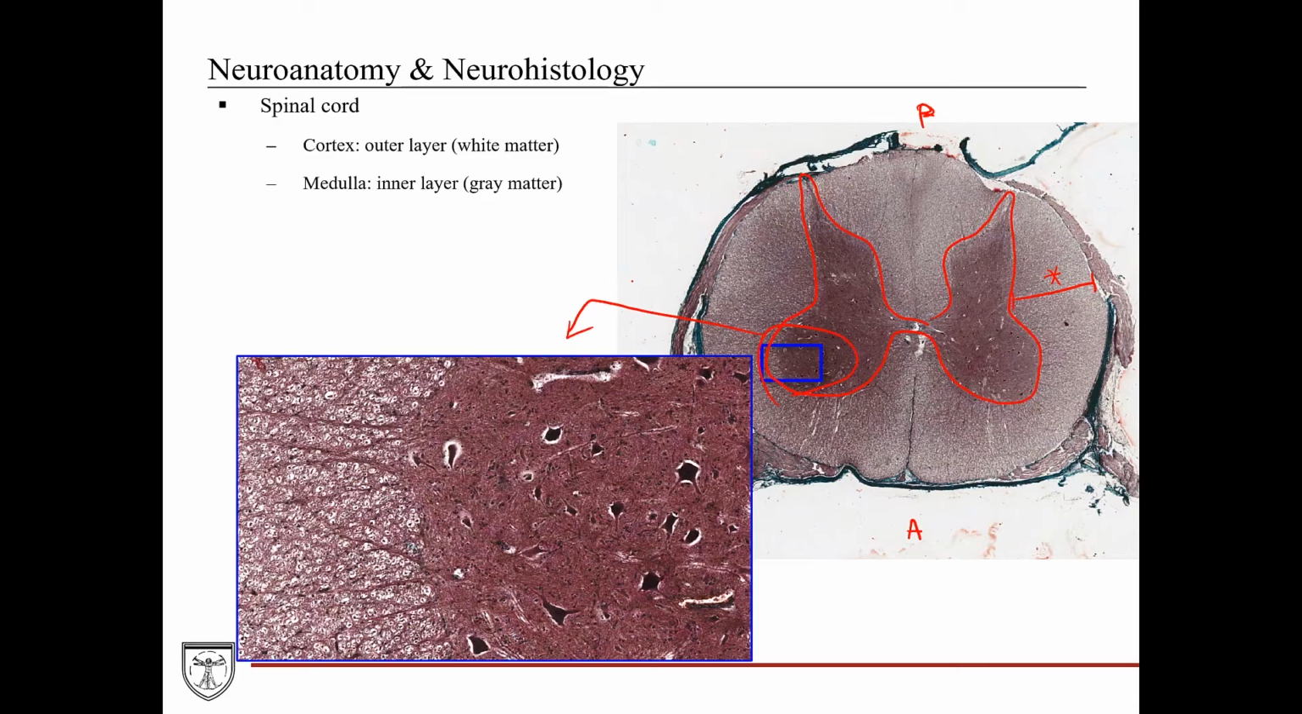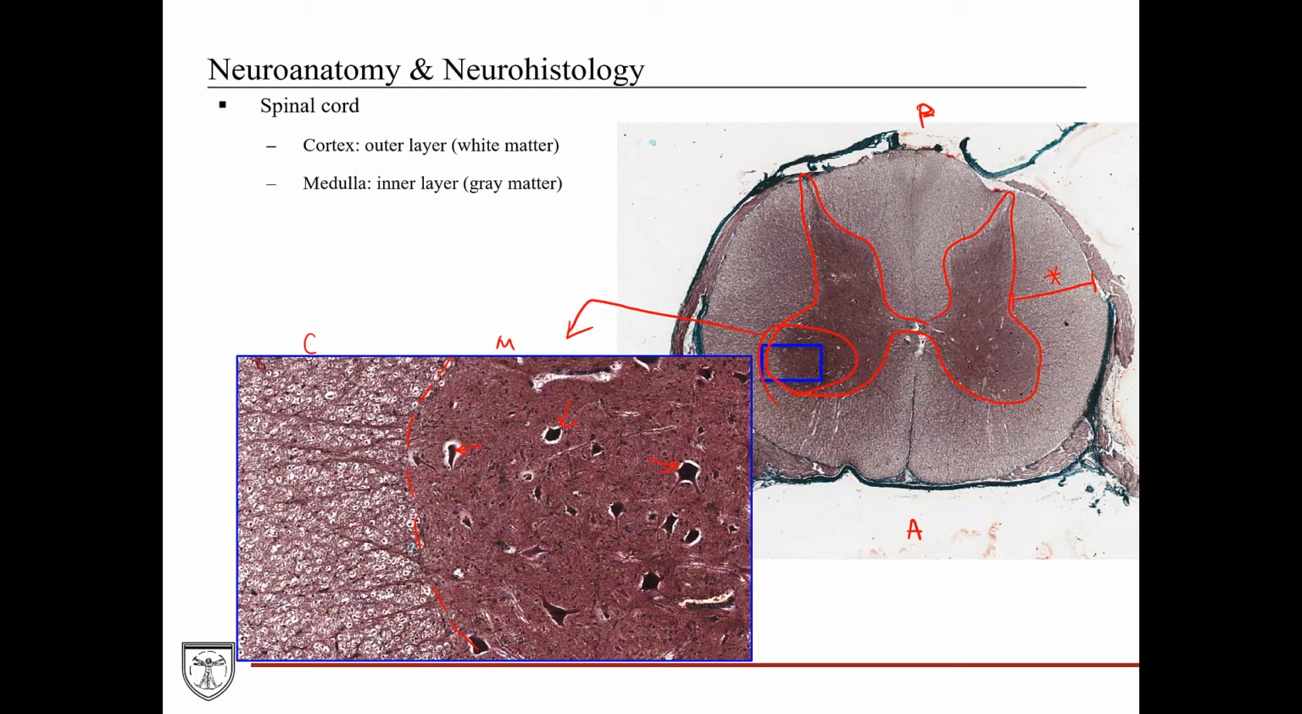And lo and behold, we're seeing a nice margin between the cortex and the medulla, the cortex on the outside and medulla in the inside. We can see that in the medulla, we're seeing a lot of these darkly staining and large cell bodies of the neurons.